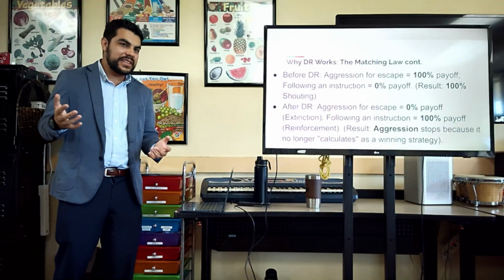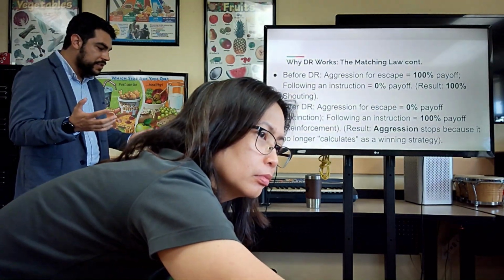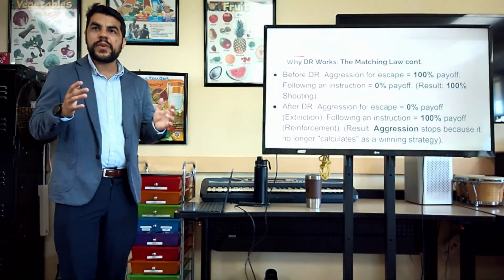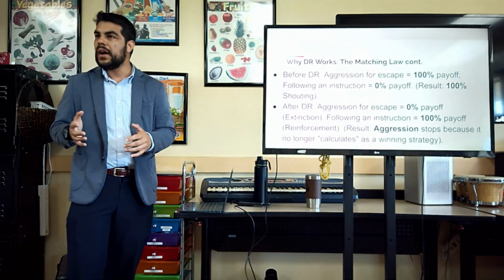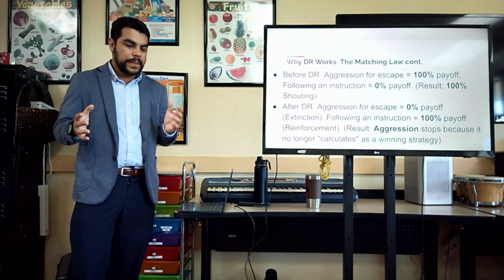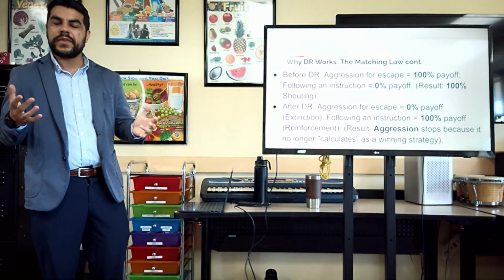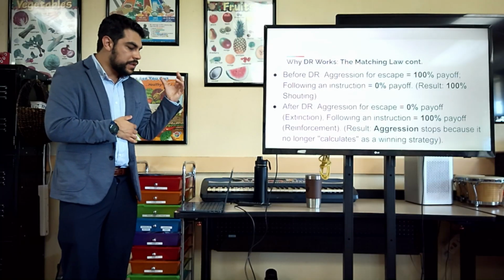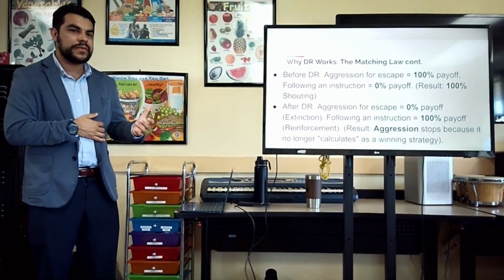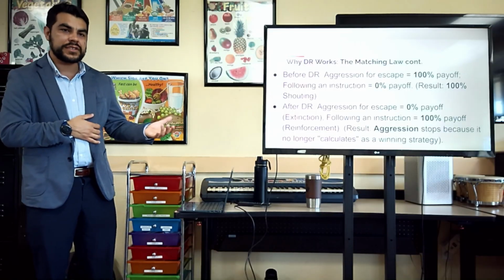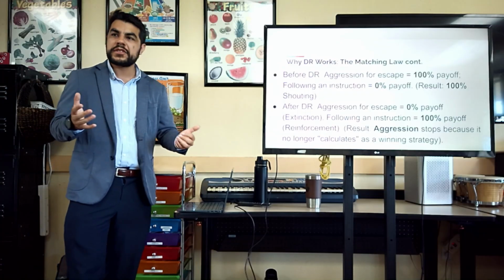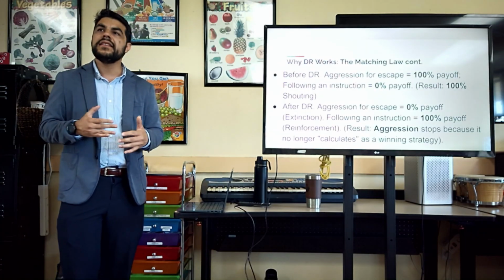Yeah, so using the example of aggression for escape, let's say this is prior to implementing any form of intervention, leading them to have a 100% chance of being able to escape using aggression. That's the function of the behavior. But following instruction never got them to pay off.